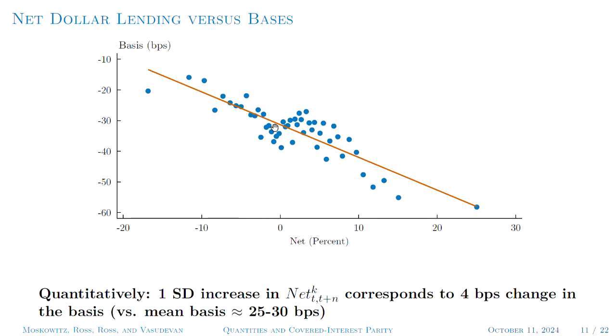So to dig a little bit deeper here, the first thing we do is we plot net against the basis. This is just another way of seeing that regression that I described before. And quantitatively, what this means is that if there's a 1 standard deviation increase in net dollar lending, this corresponds to a 4 basis point decline in the basis. And by decline, I mean widening, because the basis is negative. And this is substantial relative to the mean basis being about 25 to 30 basis points.